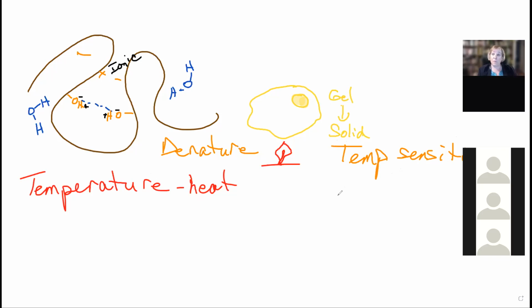For proteins that will pop back into their native or functional state, we call them temperature stable. So I can heat them up and they will go back to their original form. Unfortunately, prions that we talked about last week are temperature stable. You can cook them all you want, and they're still going to be in that problematic shape that causes functional proteins to bend into that banana shape.